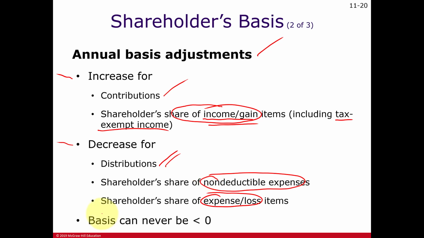Here it says basis cannot go below 0. That may be true in terms of distributions here. It cannot reduce the stock basis. But we'll see possibly something called an AAA account or part of the retained earnings account that may be reduced below zero.